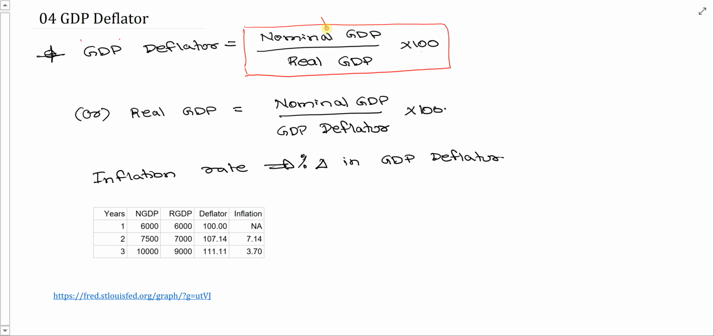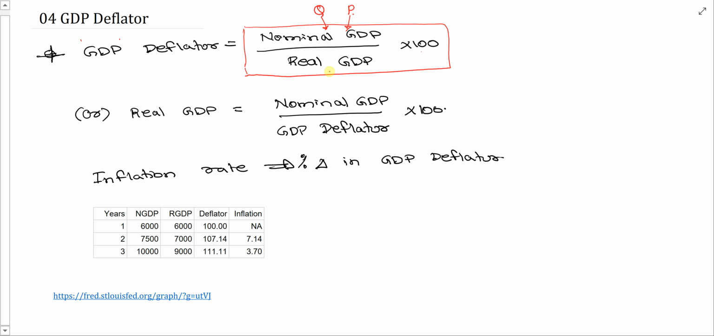Now, nominal GDP, if you would see from my other video, is defined as GDP measured at current prices. And so nominal GDP gets affected by both quantity and prices, because you're measuring GDP at current prices, and prices change every year, and what you produce also changes every year. Hence, a nominal GDP will change based on the quantity force and the price force.